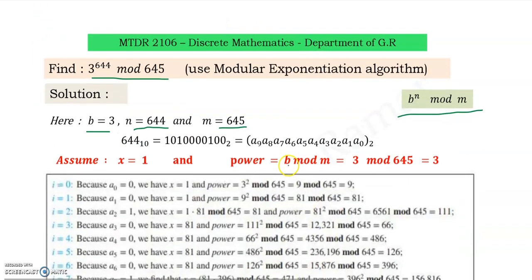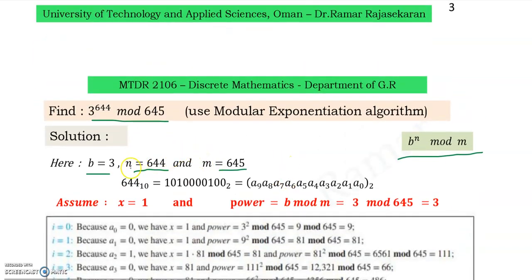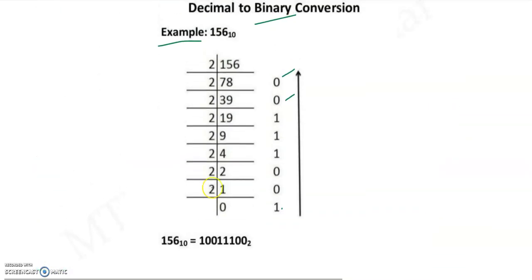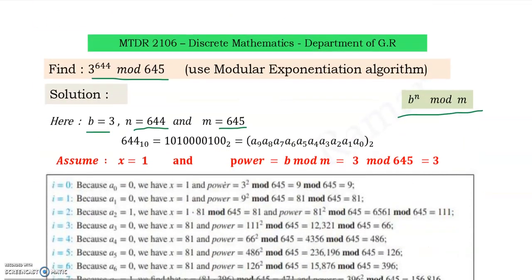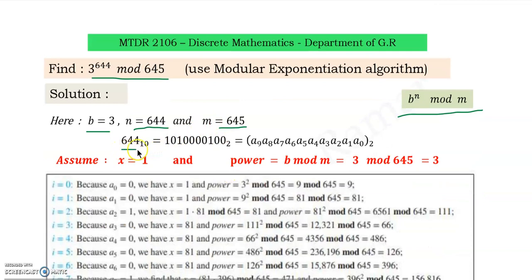Now see here, what is the value of n? n is equal to 644. Now I write the binary form of 644. You have to follow this method to write the binary form of 644. So what is that? 1 0 1 0 0 0 0 1 0 0. This is the binary form of the decimal 644.